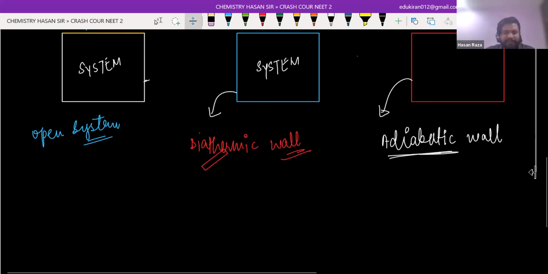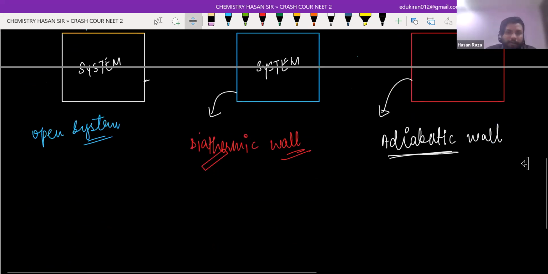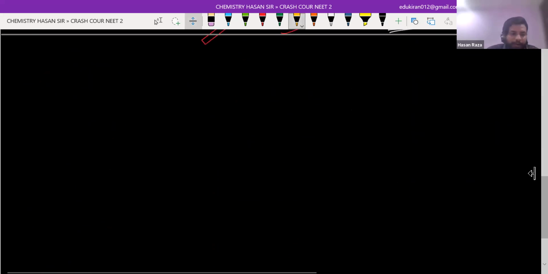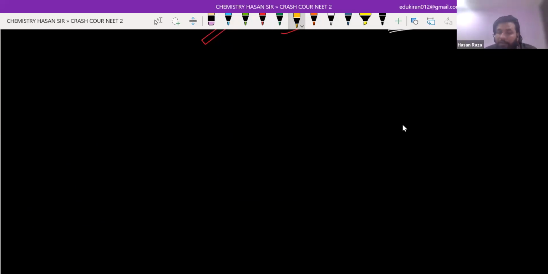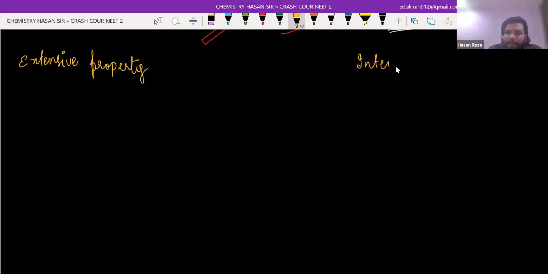Now we are going to see some more important terms in this chapter. There are two types of property in thermodynamics. One is extensive property, and another is intensive property.